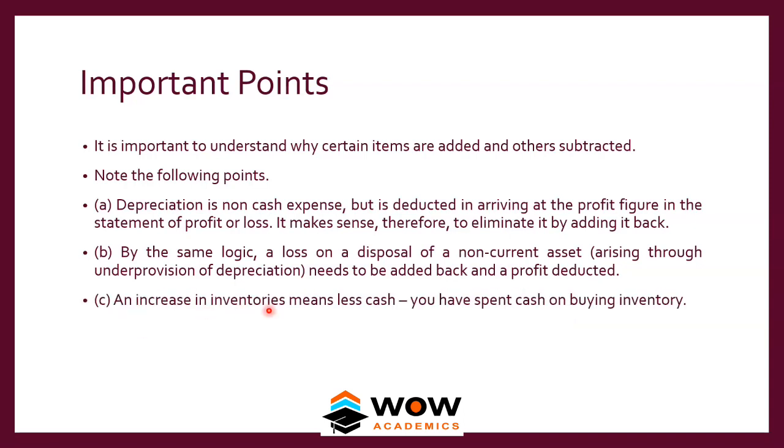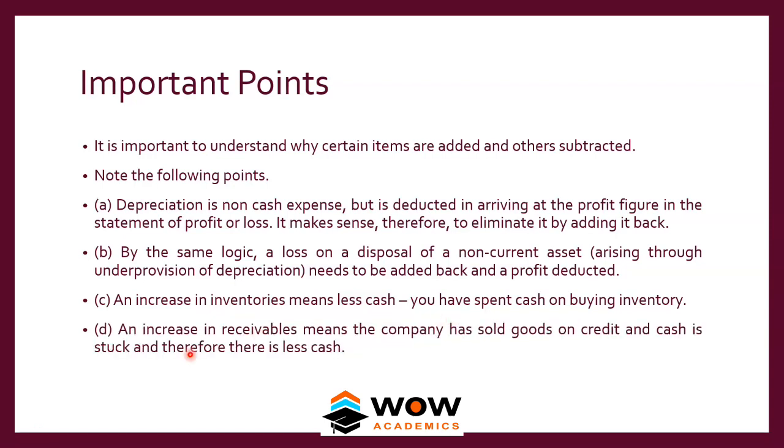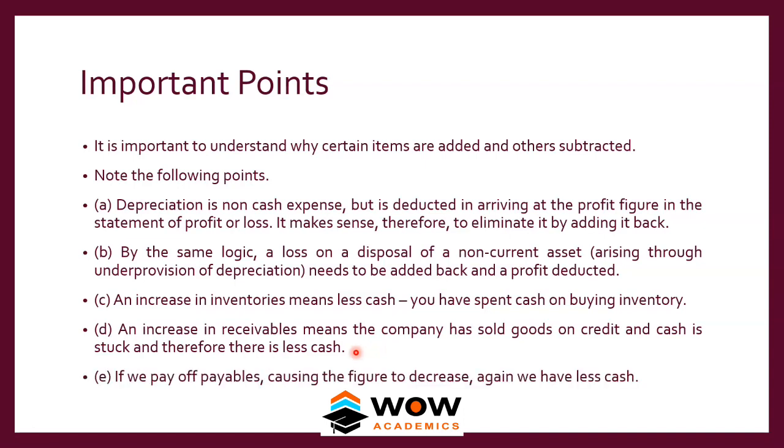Any increase in inventory or current assets means your money is locked up. For example, last year you had no inventory, and this year you have 10,000 rupees of inventory. It means you have invested 10,000 in inventory, so your money is stuck. An increase in inventories means less cash in hand. An increase in receivables means the same thing. You have sold to people on credit, so your money is stuck in the goods which have been sold.